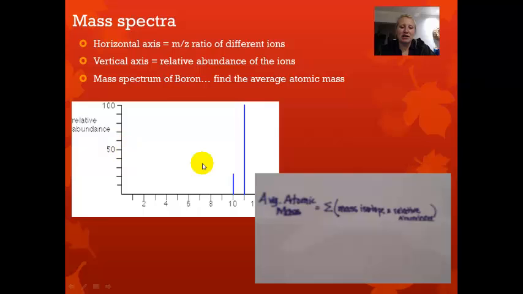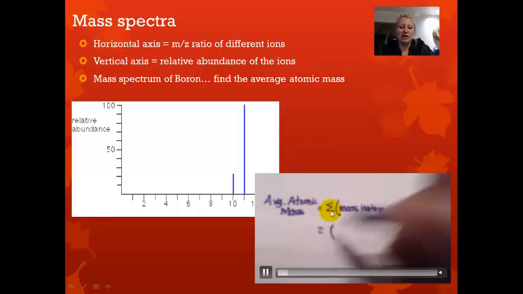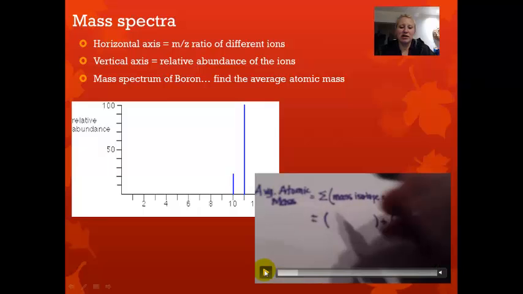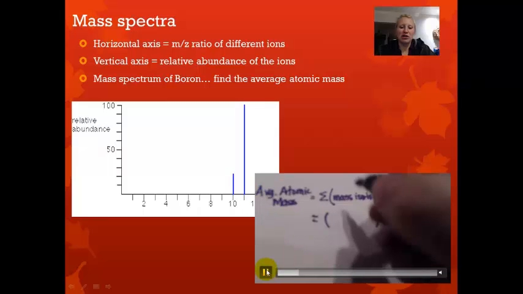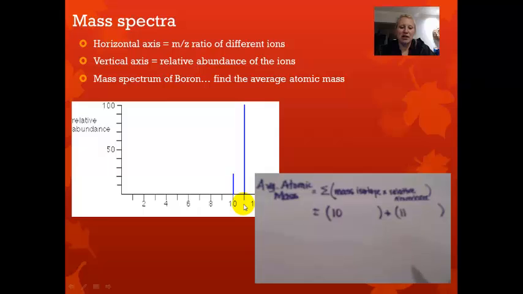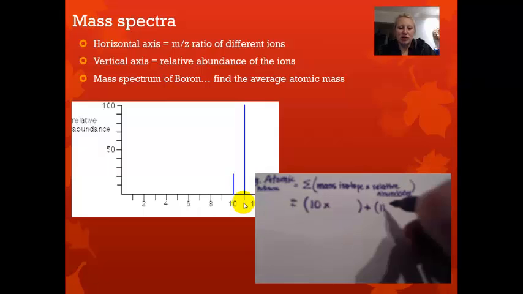So here's a mass spec of boron, and the question asks you to find the average atomic mass. Well, if you remember, the formula for average atomic mass is the sum of the mass of the isotopes times the relative abundance. So here we have 2 isotopes, so we need 2 sets of parentheses. The first has a mass of 10 and the second 11. And now we need to find the relative abundance, or percentage.